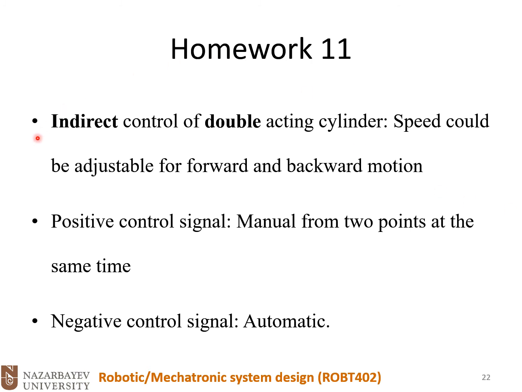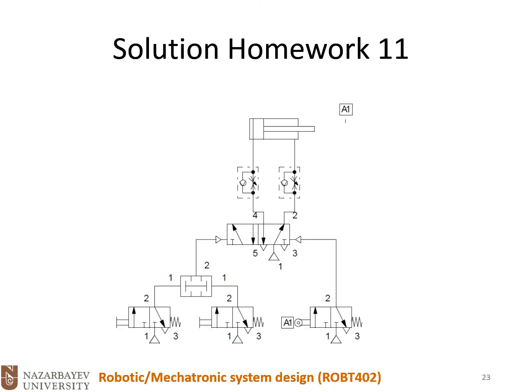Homework 11, indirect control of a double acting cylinder. Speed could be adjustable for forward and backward motion. So it means that we need to have two check valves, positive control signal manual from 2 points at the same time, and negative control signal should be automatic. This is a simplified version of the previous example, but as this is homework, you need to keep the solution and submit it to Moodle. I will go through the solution quickly.